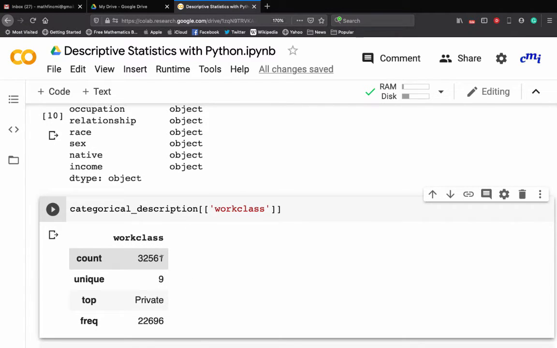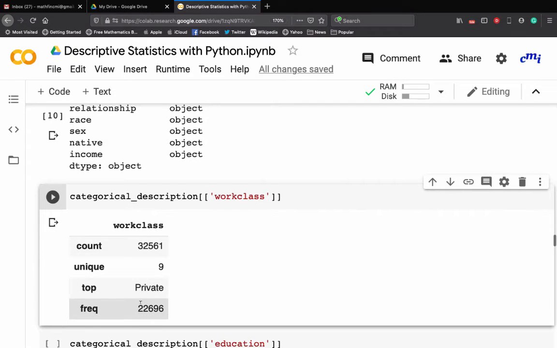there are 32,561 observations and 9 unique values, out of which private is the maximum. So out of 32,561 samples, 22,696 people are working for some private company.